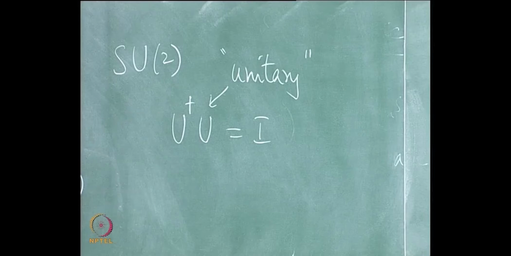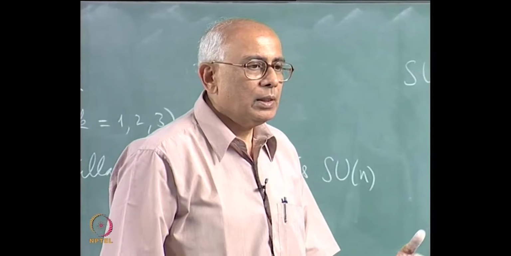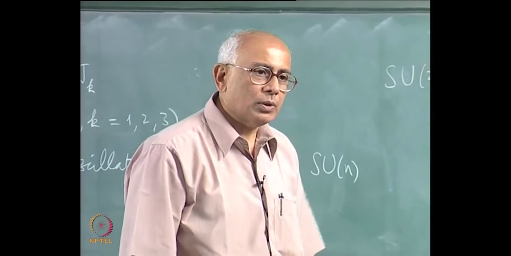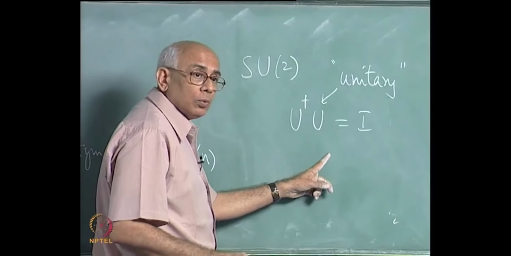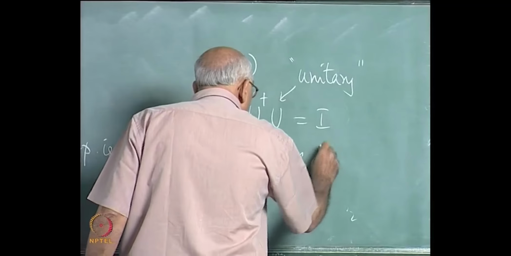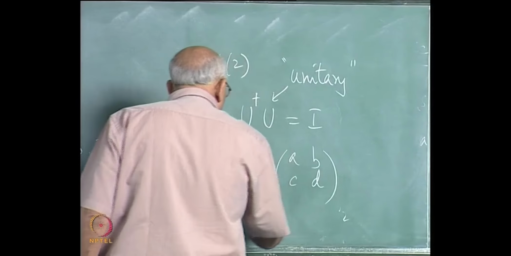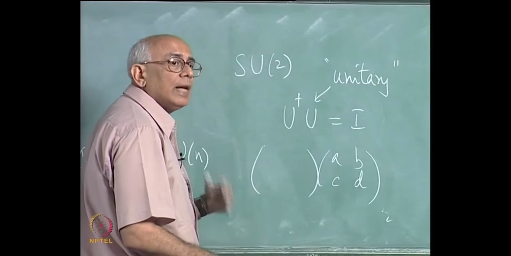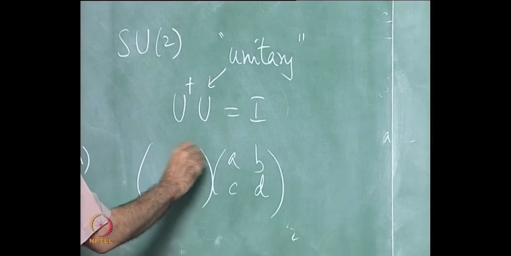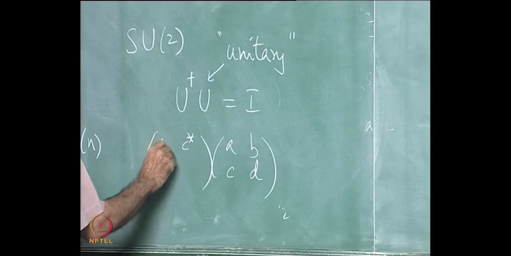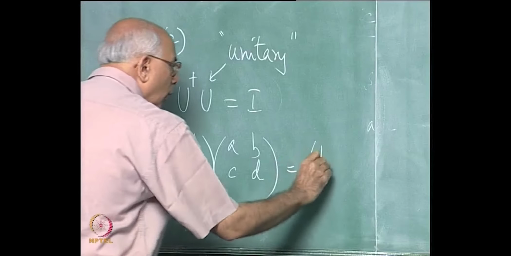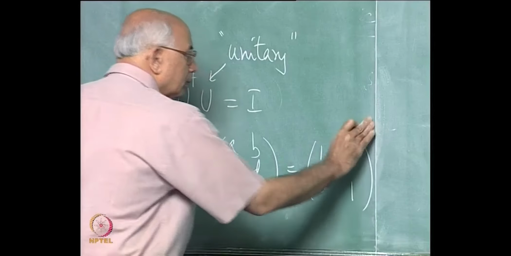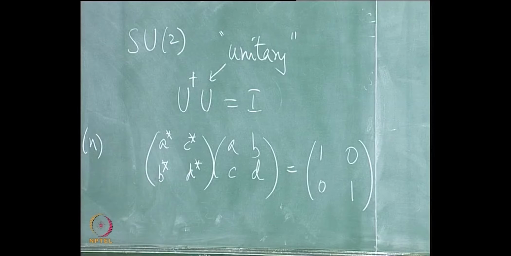The dagger stands for the complex conjugate transpose, the Hermitian conjugate of this matrix. So I take the transpose and then do a complex conjugate of this matrix, and I insist that this be true. So what I am insisting upon is that A, B, C, D multiplied by the complex conjugate transpose, so this becomes C star, B star, A star and D star, be equal to 1 0 0 1. I insist upon this.